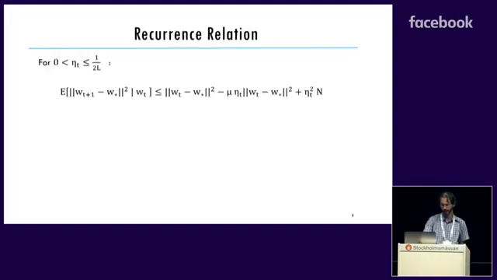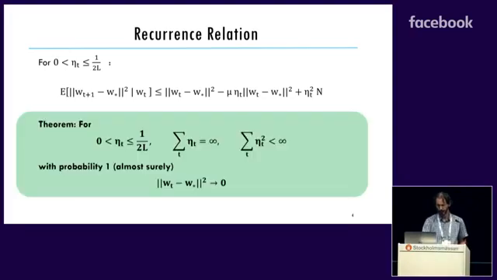Okay, so what do we want to do? What we can prove is this particular recurrence, where we see capital N, our bound on the second moment at W star. With this recurrence in mind, we can prove a theorem that states that for step sizes up to 1 over 2L, where the sum of the step sizes is infinite, as discussed before, while the step sizes are diminishing down to 0, because we need to assume that the sum of the squared step sizes is finite, then with probability 1 the convergence goes down to 0, but we do not really know the rate of convergence.